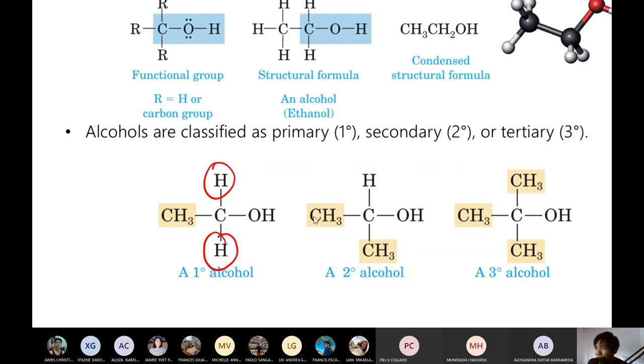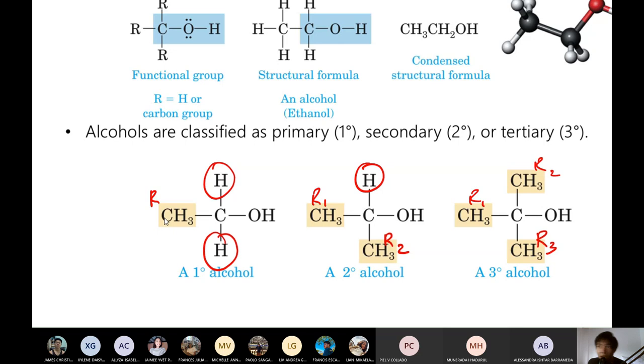Pag secondary alcohol naman, you have two R groups here. You have two different carbon groups here. Pwede rin naman in sa point of view ng hydrogen, isang hydrogen na lang ay nakadugtong sa carbon na dinudugtungan ng OH. So that's the secondary alcohol. Okay, sa primary may dalawang hydrogen, secondary may isang hydrogen. Pag tertiary, walang hydrogen. Okay? Or may tatlong R groups ka. So this is R group, R1, R2, R3.